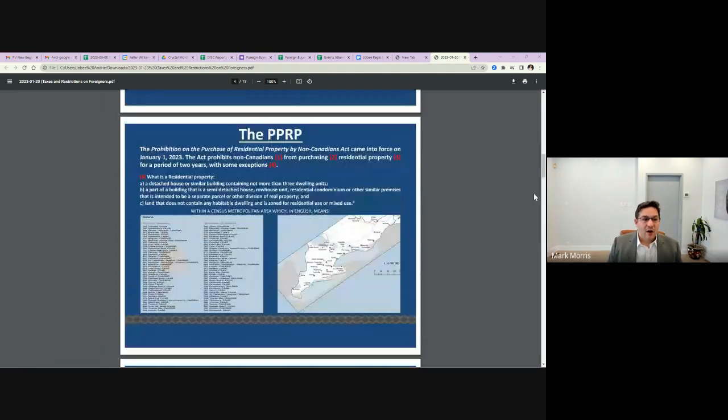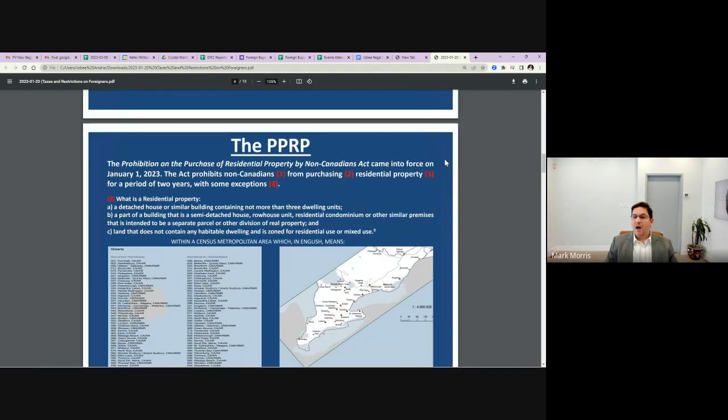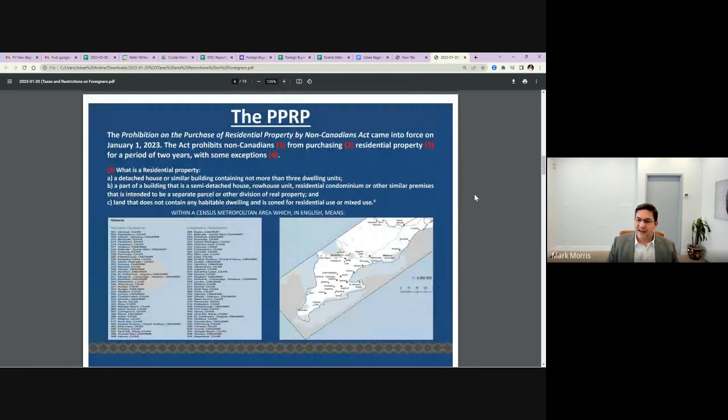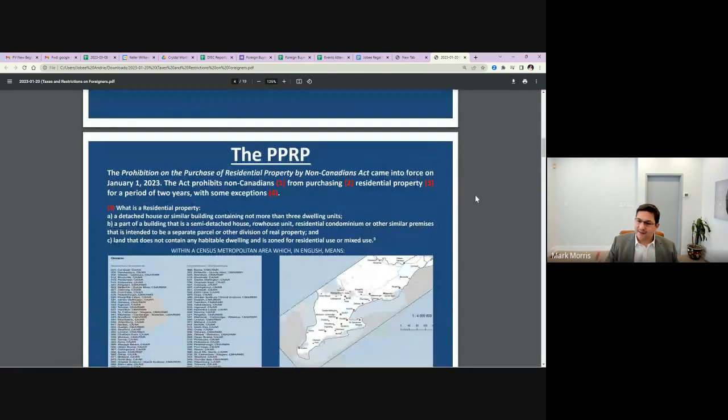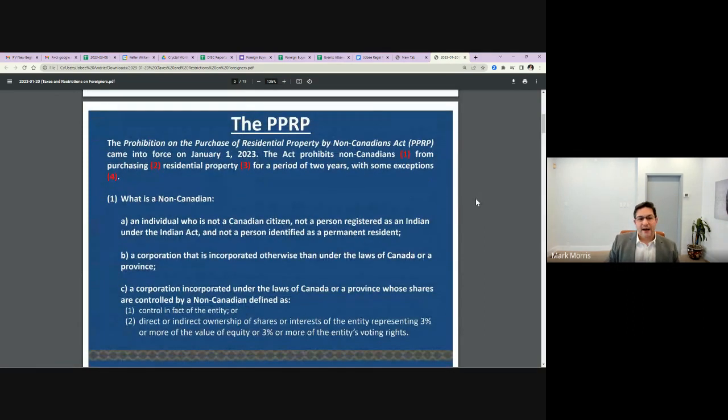So let's talk, if you do not mind, about a purchase. Because again, let's go back to our sentence. The Act prohibits non-Canadians from purchasing residential property. Okay, so what's a purchase? A purchase is defined up one page. You can't get to my cool maps yet until we're done with. No, up there we go. Okay. So a purchase is defined as having a legal or an equitable interest or real right in residential property.